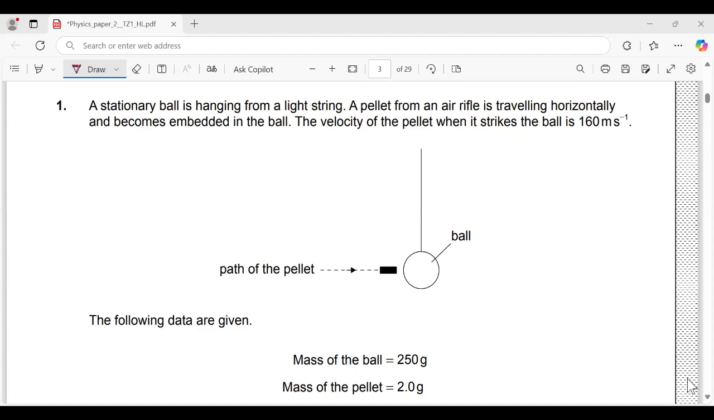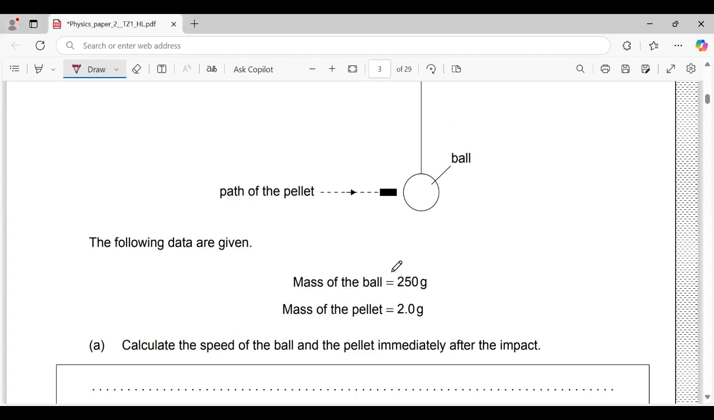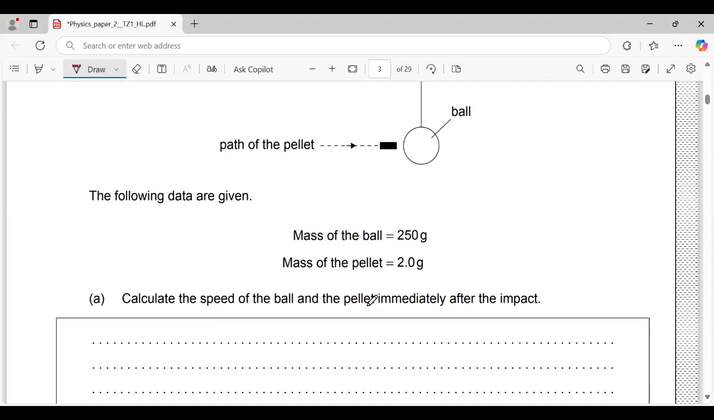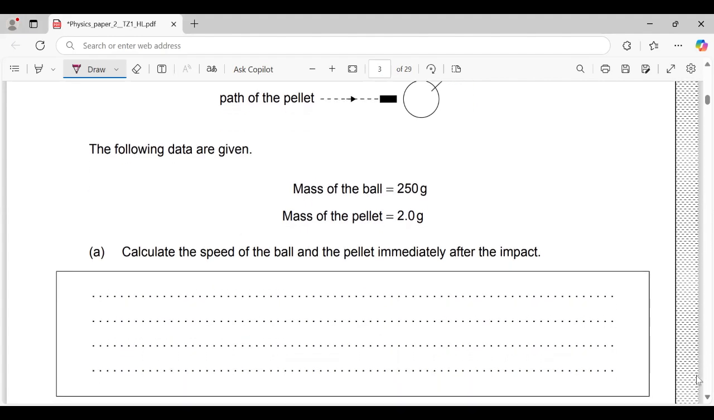The following data are given. Mass of the ball 250 grams, mass of the pellet 2 grams. Calculate the speed of the ball and the pellet immediately after the impact. Okay. So mass of the ball, if we convert into kilograms, it is 0.25 kilograms. And mass of the pellet, if we convert into kilograms, it is 0.02 kilograms.